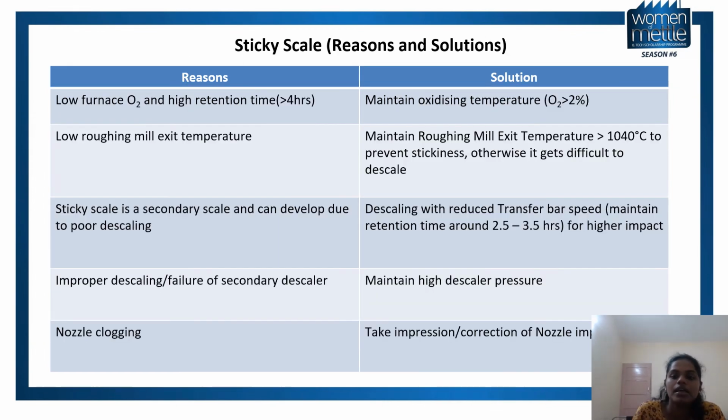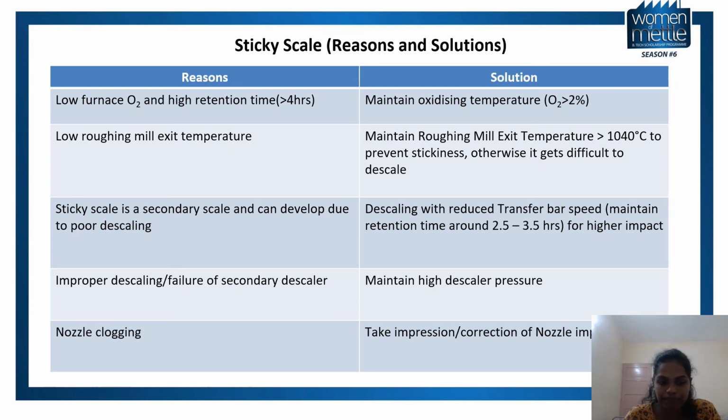That sort of scheduling should be kept in mind so we can avoid high temperature scales. Now going ahead to sticky scales, the major reasons that lead to their formation are low furnace oxygen and high retention time, if it is more than 4 hours. Low roughing mill exit temperature can also be one of the reasons. Sticky scale is a secondary scale, and secondary scales usually develop due to a poor descaling method, improper descaling or failure of descaling. And of course nozzle clogging is a major reason which can lead to sticky scale.